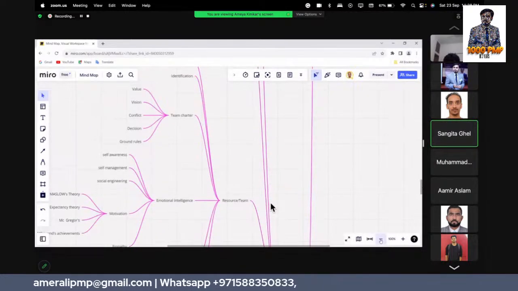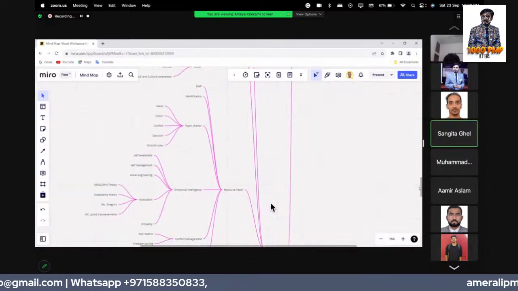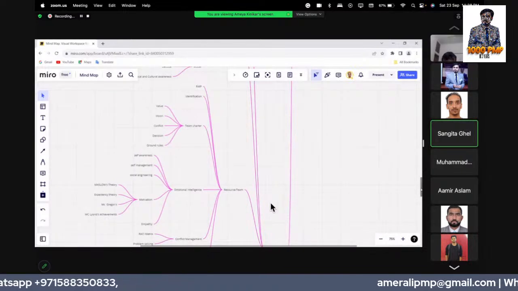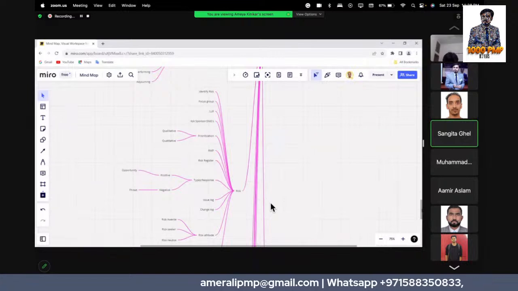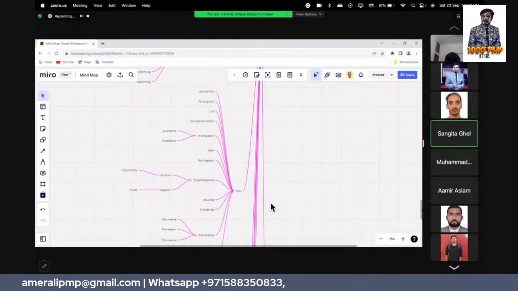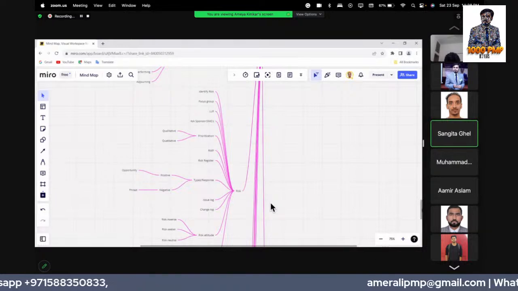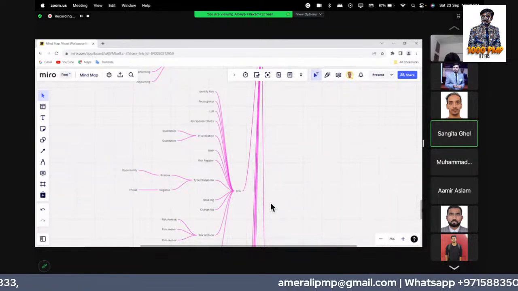Moving to risk. Risk is an uncertain event which has an impact, either positive or negative. A positive impact we call an opportunity, and a negative impact we call a threat. Once a risk is identified, we put it in the risk register.